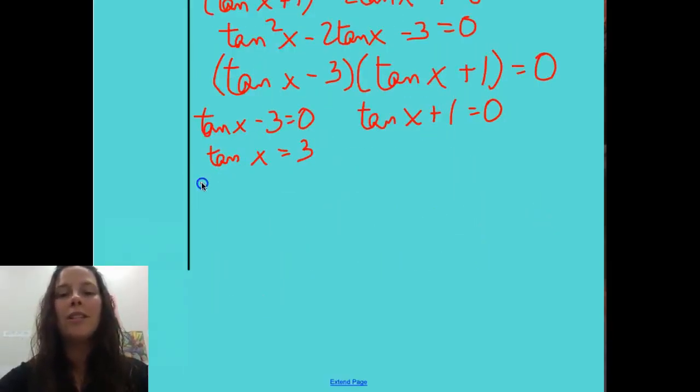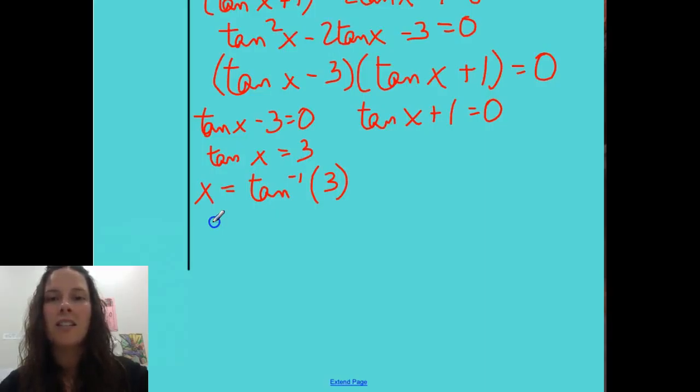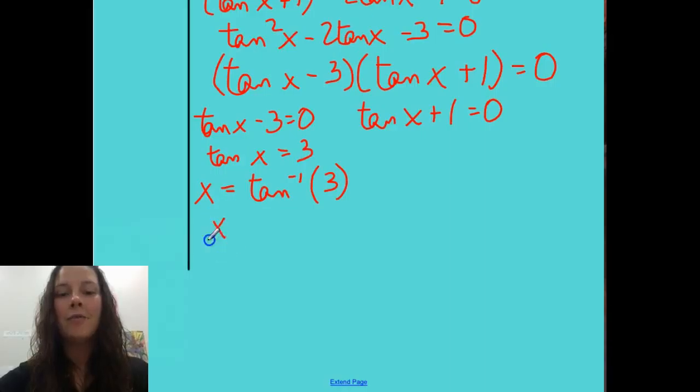Remember, what we're really doing to get x alone is we're taking the tangent inverse of both sides. So when you punch this in your calculator, make sure you are using the tangent inverse function, and make sure that you are in radian mode and not degree mode. If you're not sure how to change the mode on your calculator, we can take a look at that in class. So I got an angle of rotation of 1.249 radians. Again, adding that period of plus pi n.